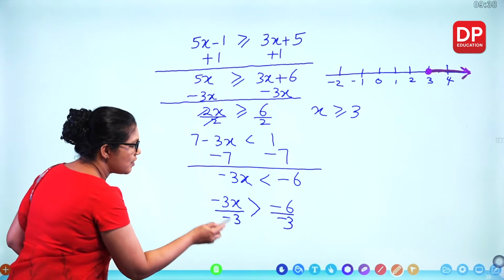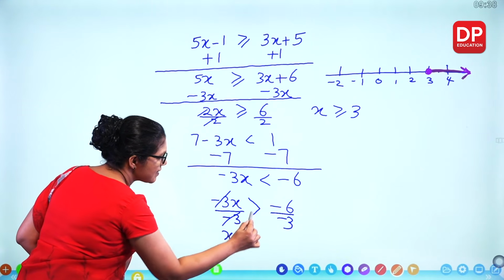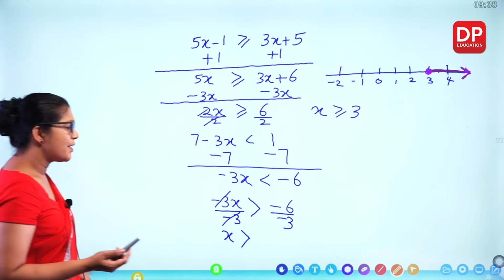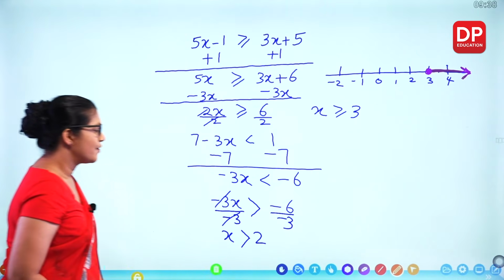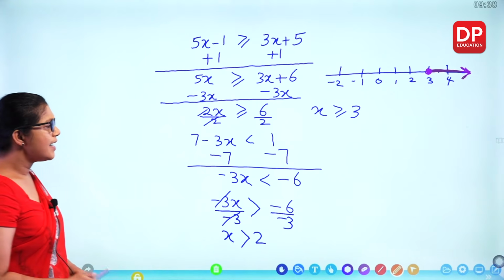So here when you divide, minus 3 gets cancelled out. I get x is greater than minus 6 divided by minus 3. You get 2. So here what's the answer? x is greater than 2.